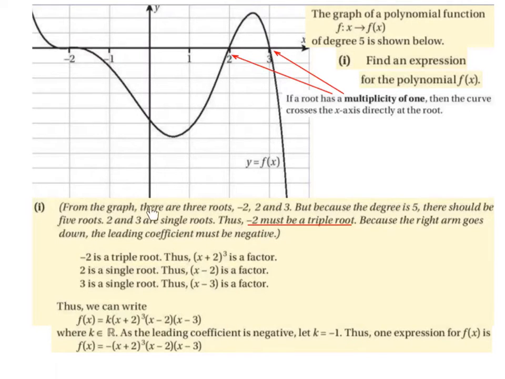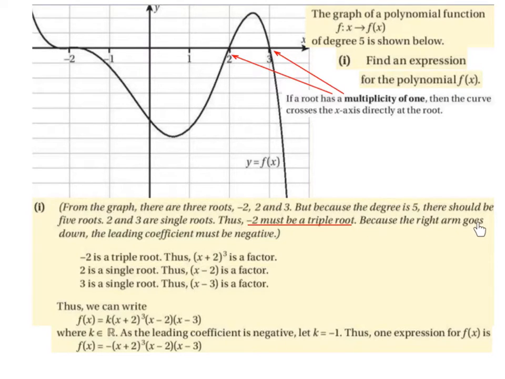Okay, so from the graph there are 3 roots: -2, 2, and 3. But because the degree is 5, there should be 5 roots. 2 and 3 are single roots because they cross directly at the root. Thus, -2 must be a triple root because 5 minus 2 leaves us with 3. So -2 must be a triple root because these are single roots, which means they have a multiplicity of 1, so they are already to the power of 1.